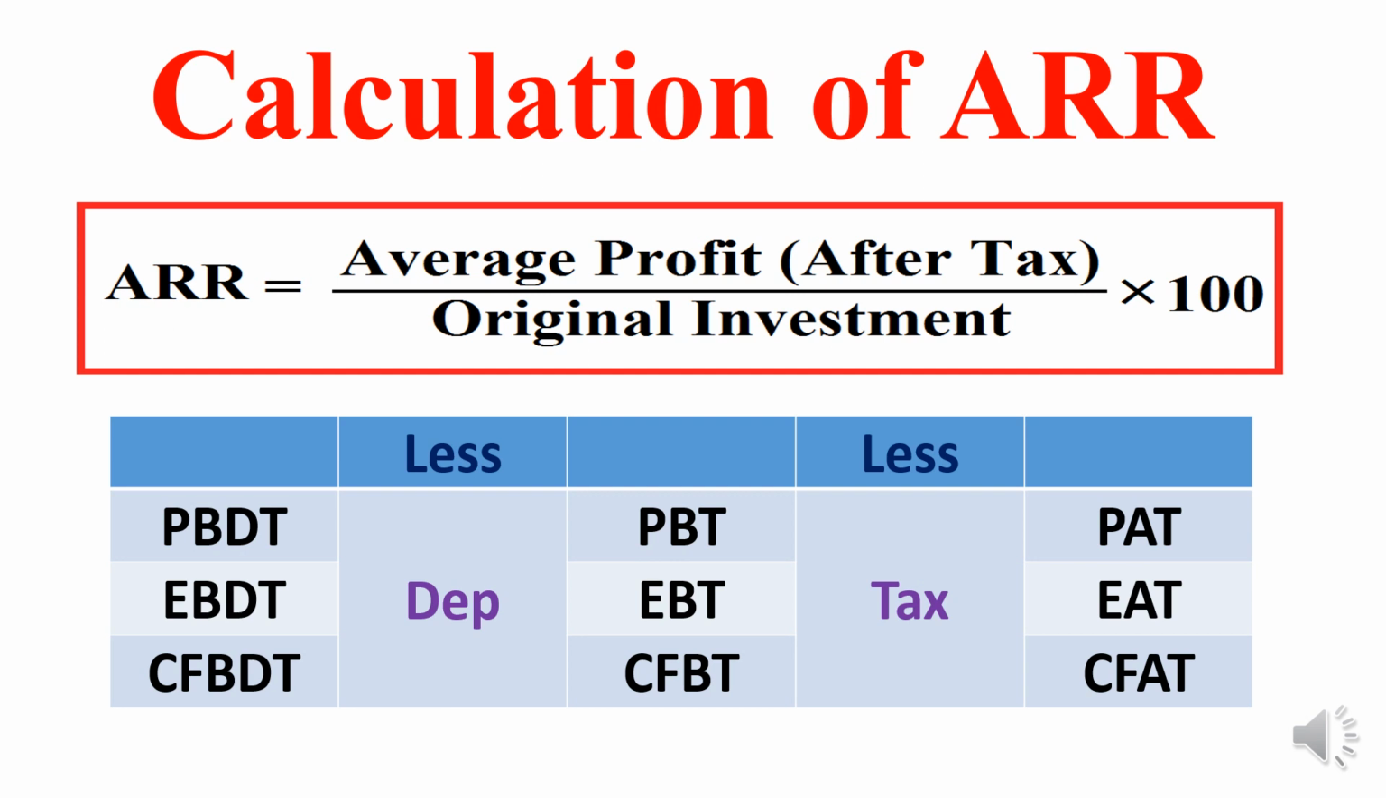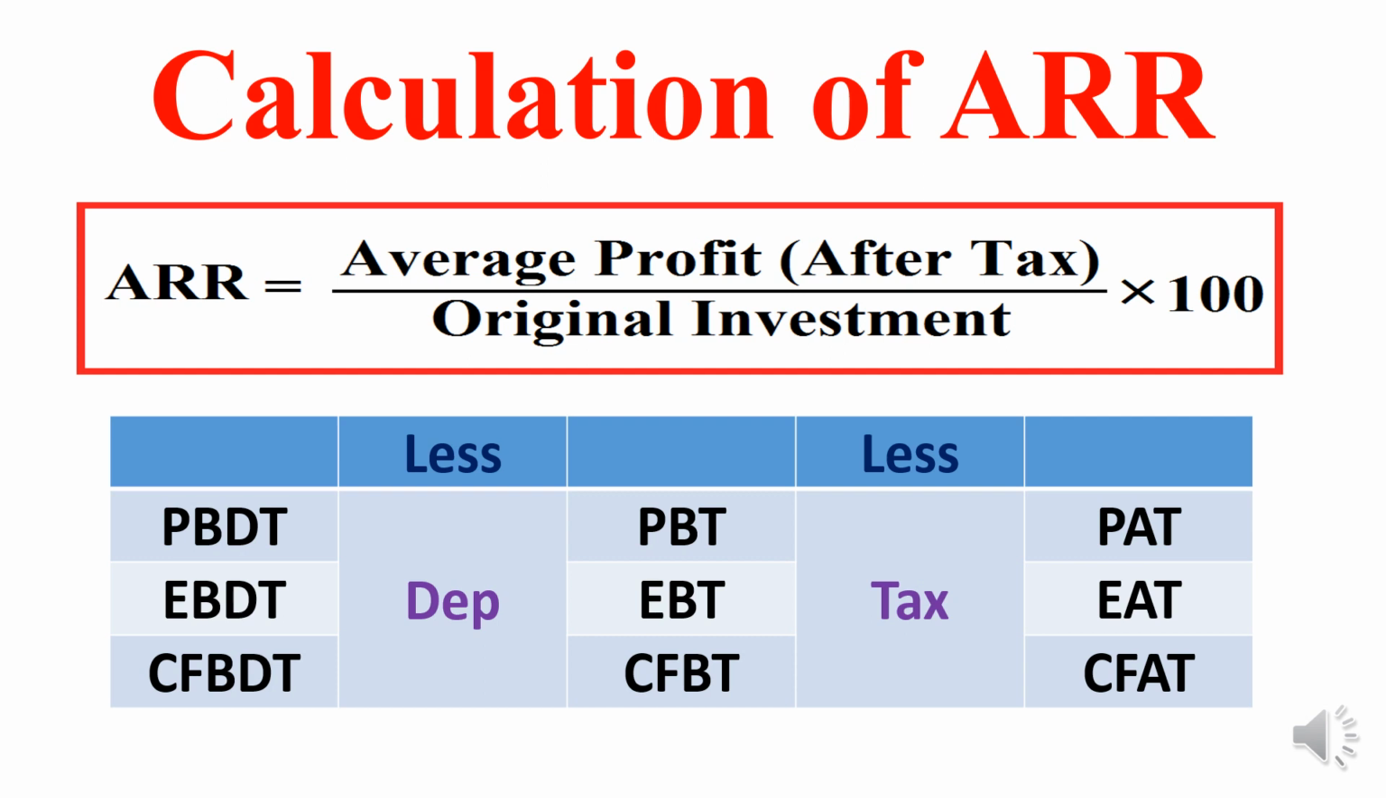If you see the table here, profit before depreciation and tax, or earning before depreciation and tax, or cash flow before depreciation and tax, either way you will be given in the question, and it is the same. From this we have to deduct the depreciation. Depreciation is a notional expenditure that should be deducted. It will not be incurred actually. We don't pay any money in the form of depreciation. It is a reserve we create to replace the asset. Bear that in mind.